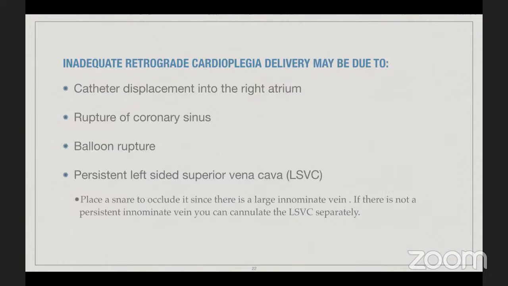So, as we mentioned, when you discover low or inadequate retrograde cardioplegia delivery, first you need to inspect the coronary sinus for any signs of rupture. Make sure your catheter is in place. Inspect the balloon to see if it's intact. And you need to consider a persistent left-sided superior vena cava. In this case, you need to place a snare to occlude it since there is a large innominate vein. And in case there's no innominate vein, you may cannulate the left SVC separately.